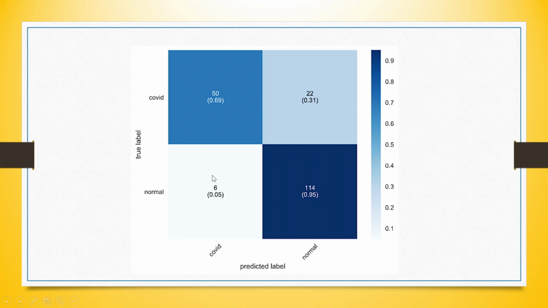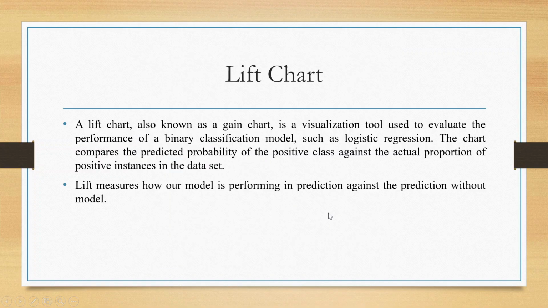Now let's talk about these six people. They were normal, but the kit detected that they are having a COVID. On the other side, there were people who were having a COVID, but the kit detected them as normal. So 22 plus 6, 28 are such cases which are misclassified cases, rather known as a leakage in the model. So our classification accuracy will be based on 50 plus 114 divided by total number of cases.